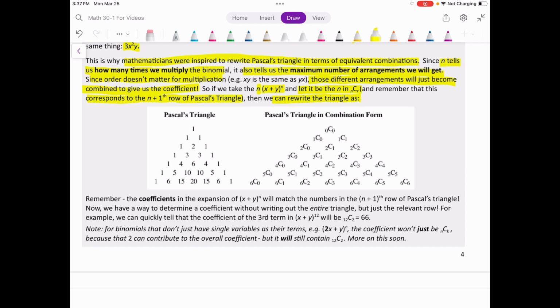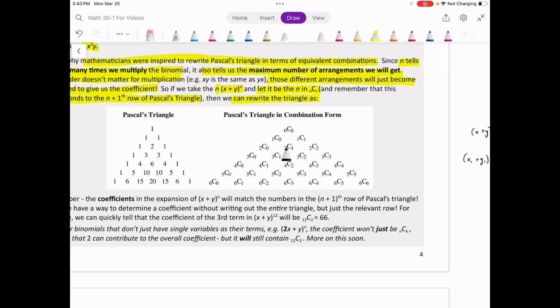So again, 1 is 0 choose 0. 1 and 1 is 1 choose 0, or 1 choose 1, right? 2 choose 0, 2 choose 1, 2 choose 2, right? 2 choose 2 is just 1. 2 choose 1 is 2, and 2 choose 0 is 1.